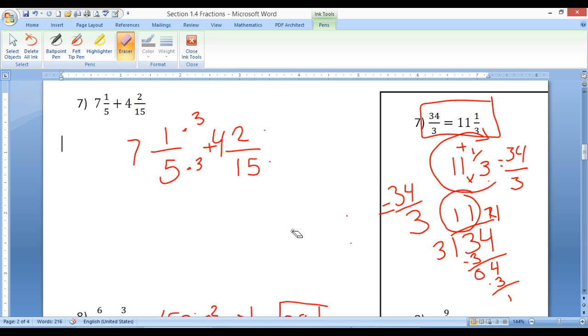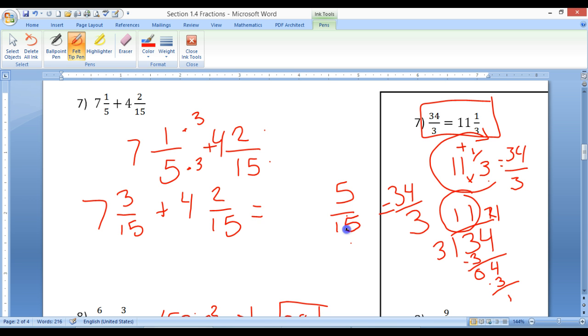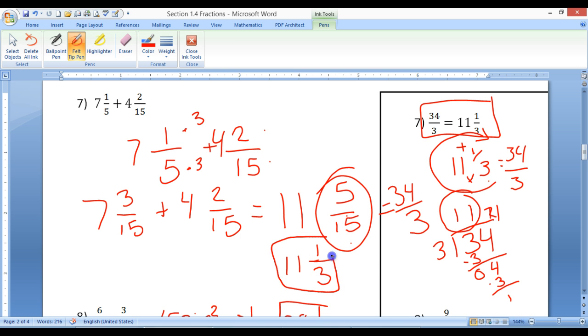So to make this least common denominator was 15, so we only needed to work on the left hand side. So we have 7 and 3/15, and we're adding 4 and 2/15. We can just add these together, which makes 5/15. 2 plus 3 is 5, and the 4 and the 7 we can add together, which makes 11. And then just simplifying 5/15, divide the top and the bottom by 5. So 5 divided by 5 is 1. 15 divided by 5 is 3, which is 11 and 1/3.